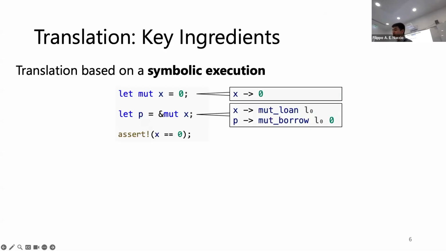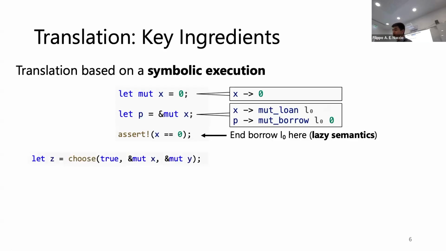And when we create a mutable borrow, we replace the borrowed value with what is called the mutable loan. The borrow itself is a mutable borrow value, here the value 0, and we link the two with a fresh loan identifier. So here we just say P mutably borrows the value 0 from X, or the reverse, X is mutably borrowed by P. And importantly, when we need to access back the borrowed value, we end the loan, and we do that in a lazy manner. We end borrows as late as possible. So this gives a lazy semantics of borrows and loans.